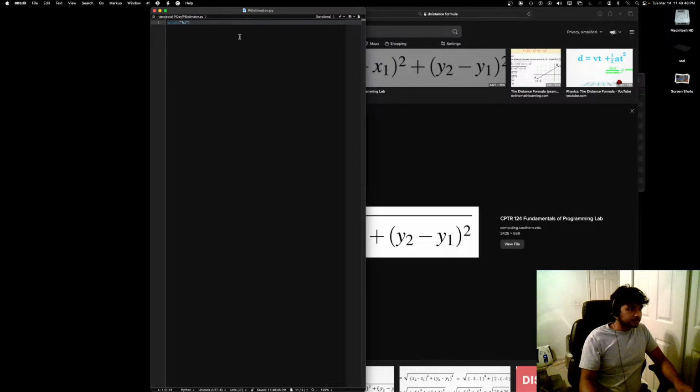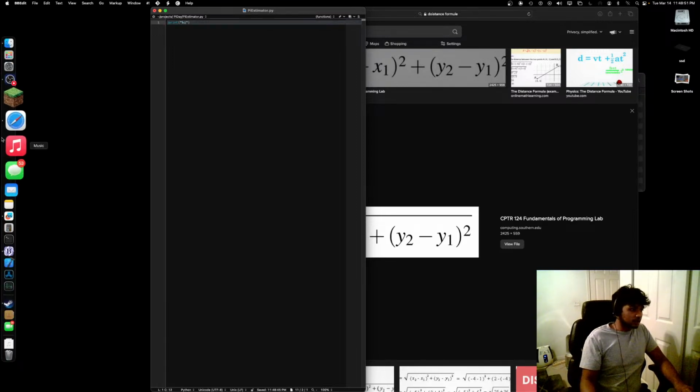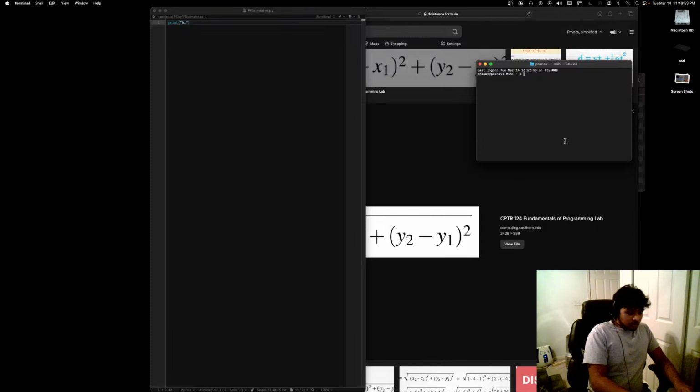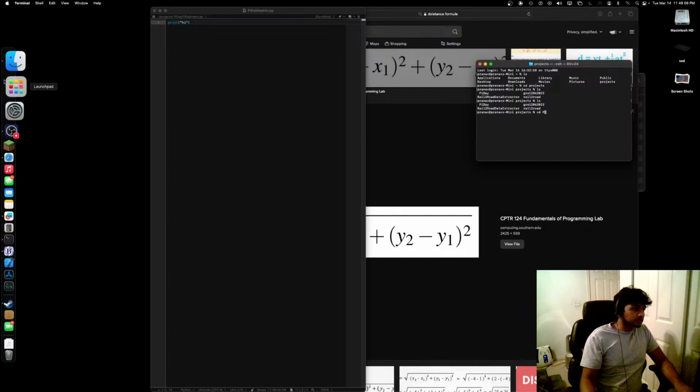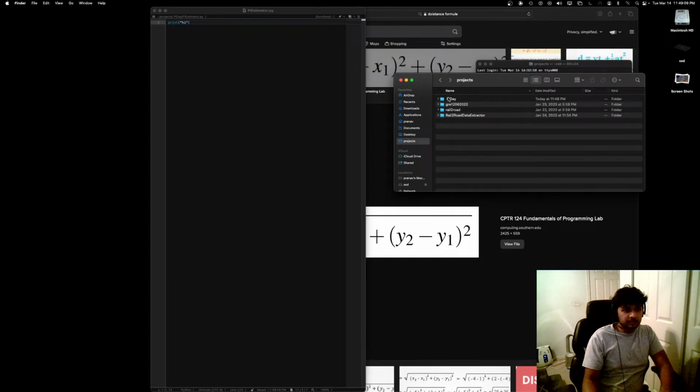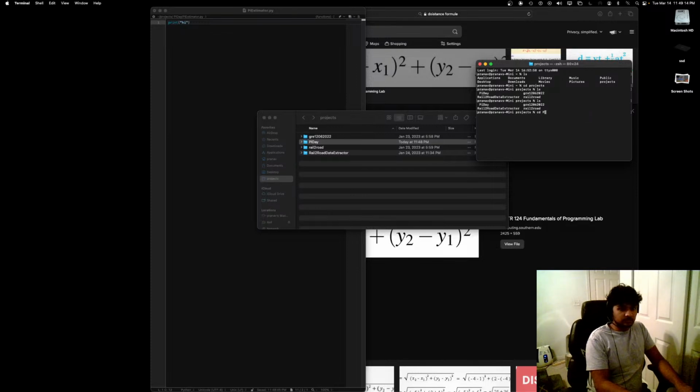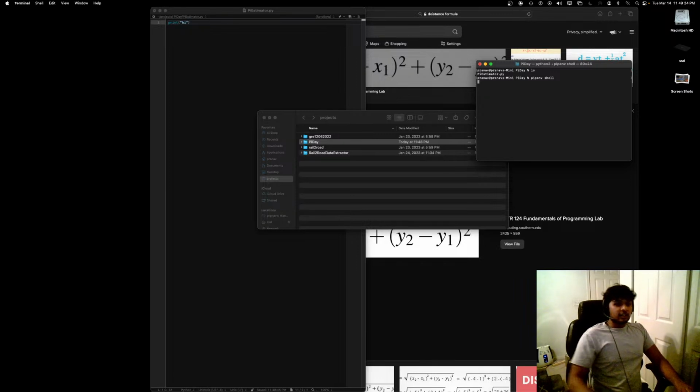Jeez Louise. Not sure what's going on there. Okay, projects, ls, pi day. Oh, put a space in the folder. Much better. Okay, pipenv shell. I'll go to my shell editor.